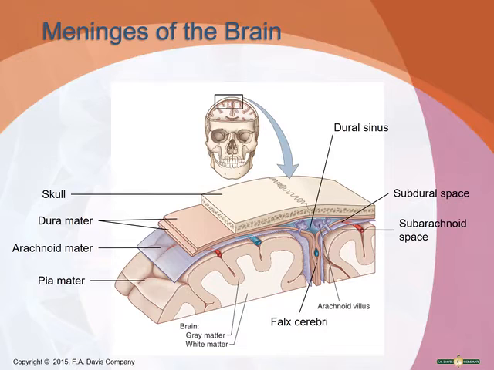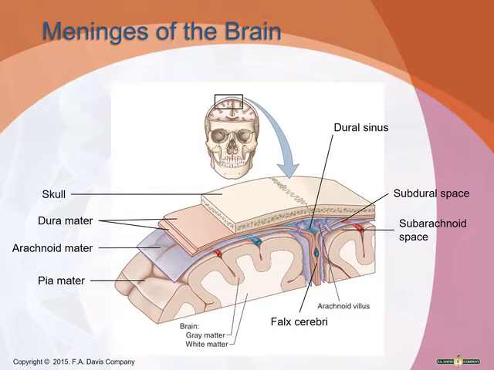There are meninges of the brain. Again, dura mater, arachnoid mater, and pia mater cover the brain. The dura mater consists of two layers, of course. The outer layer, or the periosteal layer, is attached to the inner surface of the skull, and then the inner meningeal layer forms the outer covering of the brain and continues as the dura mater of the spinal cord.